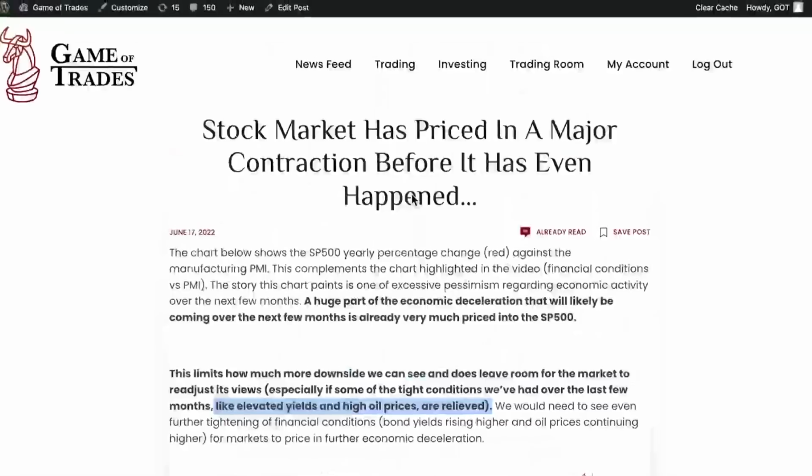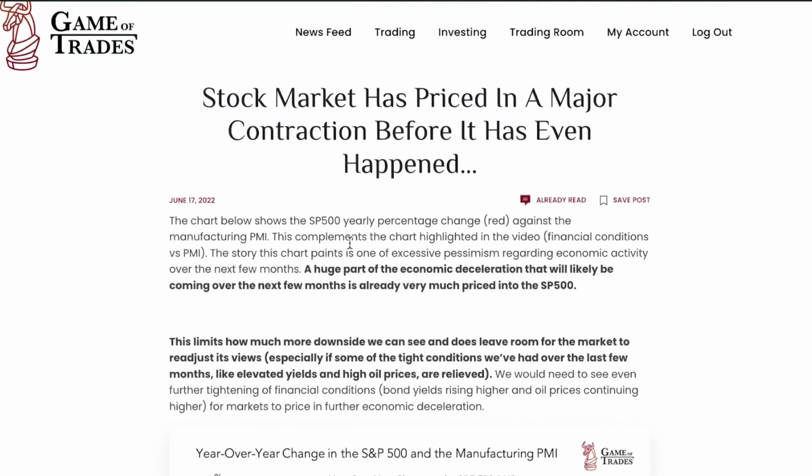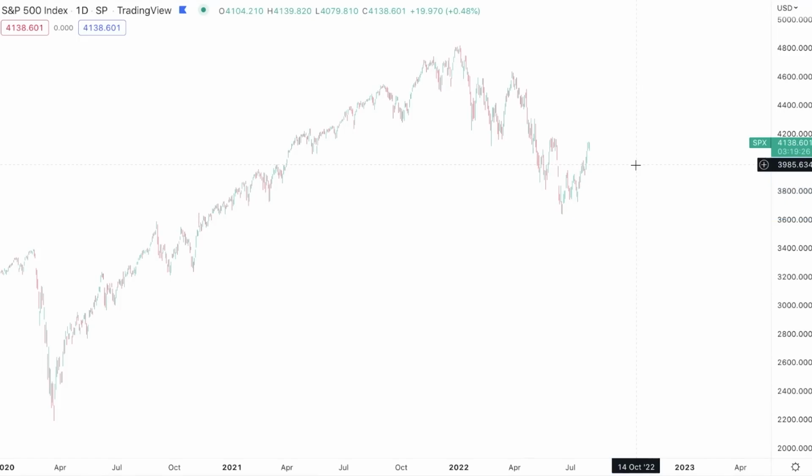Now, quickly going back to this article, because I really think this article just still applies so much to today, because here we wrote, we would need to see even further tightening of financial conditions for the markets to price in further economic deceleration. That still very much applies today.